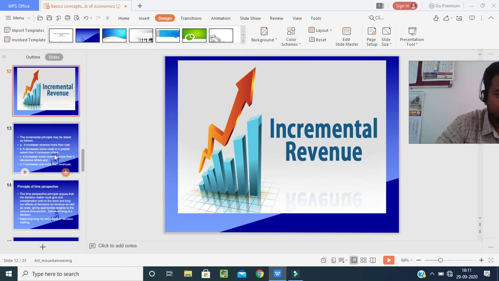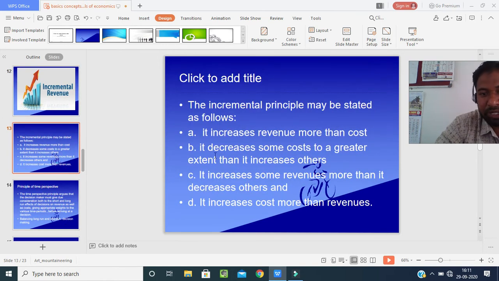Now coming to the incremental principle, which may be stated as follows: it increases revenue more than the cost. That means it will try to increase revenue, profit or gains more than the cost. It decreases some costs to a greater extent than it increases others, or else it decreases the cost or expenditure. And the third one, it increases some revenues more than it decreases others. That means whatever other expenses we have, it is going to save our money on unnecessary expenditures. The last one, it increases cost more than revenues.